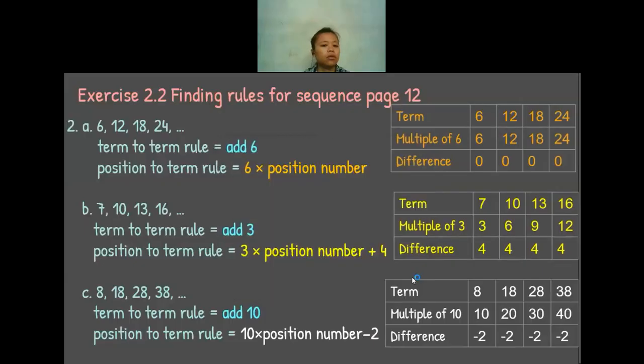Okay, let us continue with question 2. For question 2, we have to work out the position-to-term rule of the sequence. I know for question 2, we don't have to make the table.